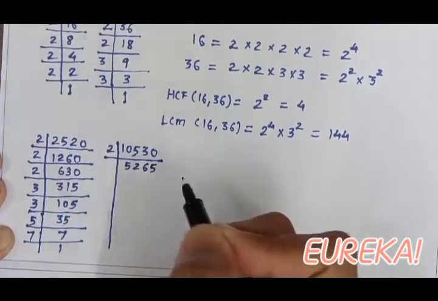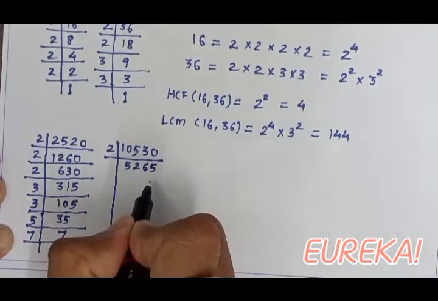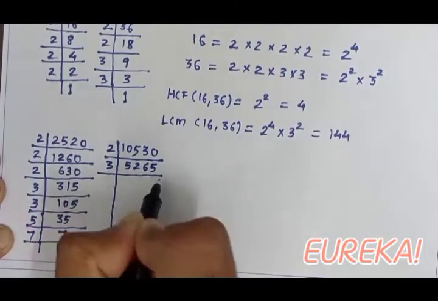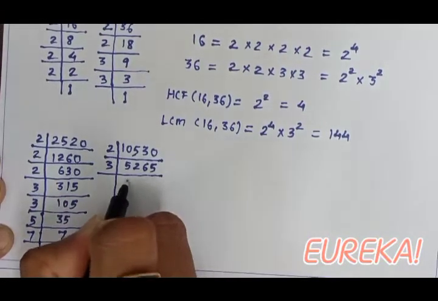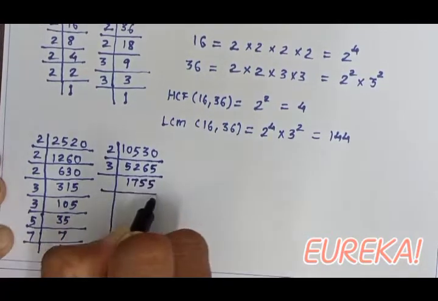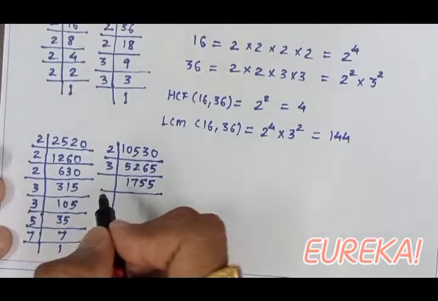5265. Now 5265 is an odd number, but we know that it is divisible by 3, so dividing by 3, we get 1755. 1755 again is divisible by 3. You know how to find the divisibility by 3?